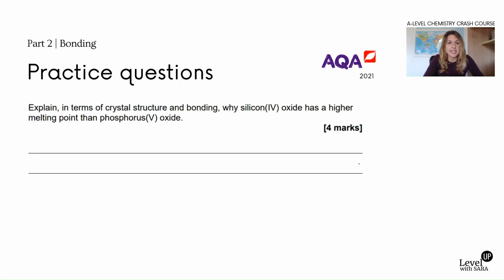For example, this one: explain in terms of crystal structure and bonding why silicon oxide has a higher melting point than phosphorus oxide. So I want you to think about what I said at the beginning, how to get to the answer. The first thing was think about the type of bond. Second, the structure. And third, what are you comparing? What are you breaking? Bond or intermolecular force? Maybe you want to press pause and play again once you're ready to answer. Otherwise, keep listening and I'll show you the marking scheme.